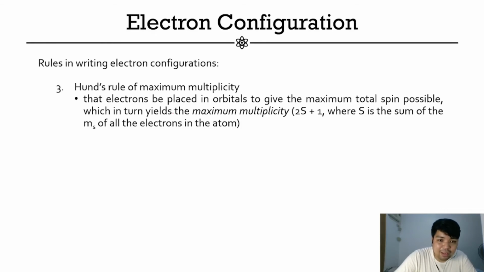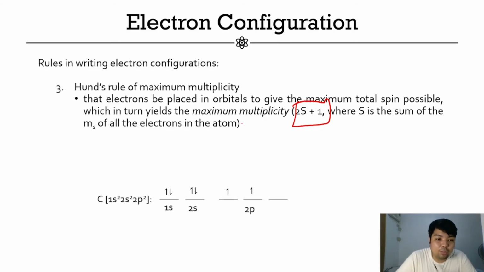So multiplicity, this is the formula for multiplicity, wherein S is the sum of the spin quantum numbers of all the electrons in an atom. This Hund's rule of maximum multiplicity is applicable to what we call degenerate orbitals, or orbitals that have the same energy. So let's have this one here.